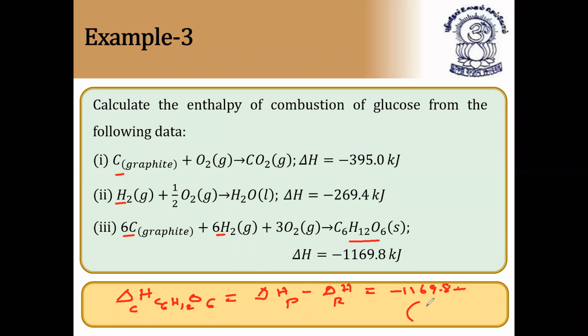So it is equal to 6 into minus 395 plus 6 into minus 269.4. Why are we multiplying with 6? Because for 1 mole of hydrogen it is 269, but we have 6 moles of hydrogen, so 6 into 269. Similarly, for 1 mole of carbon it is minus 395, but we have 6 moles, so we have to take 6 into 395. So delta H of glucose equals minus 1169.8 minus of this. You have to multiply this and you will get the answer.